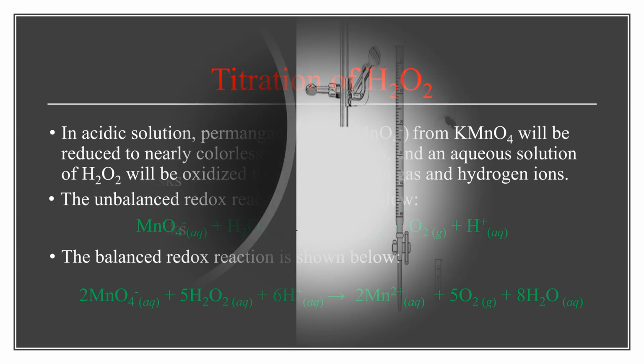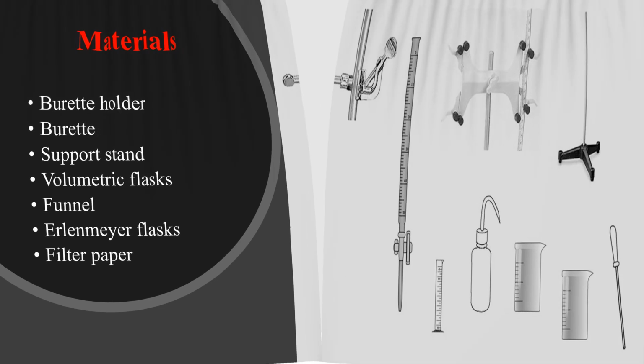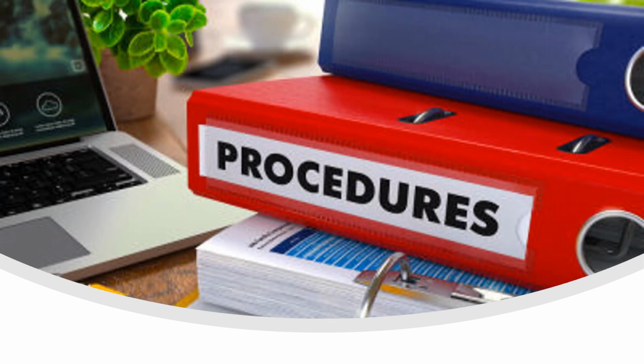To conduct the titration experiment, the required materials are burette holder, burette, support stand, volumetric flasks, funnel, Erlenmeyer flasks, and filter paper. Now let's have a look at the procedures that must be followed for the titration experiment.